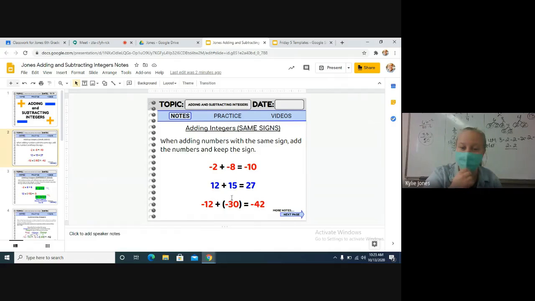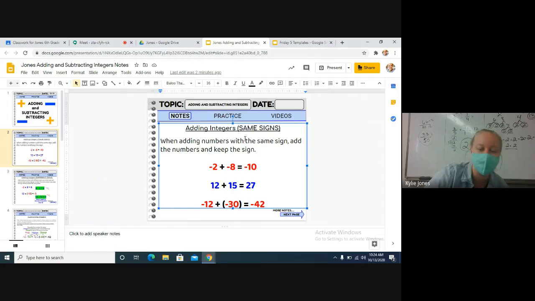Okay? Now, when we add integers, which remember are just whole numbers, whether or not they're negative or positive, we're only working with whole numbers right now. When we add integers that have the same sign, the process that you're going to do is right here. When adding numbers with the same sign, add the numbers and keep the sign. So basically, you just add the two numbers together, and if they're both negative, you just write a negative in front of them. If they're both positive, you just leave it positive. You don't have to put anything. That's pretty easy. Adding them with the same sign is the easiest.